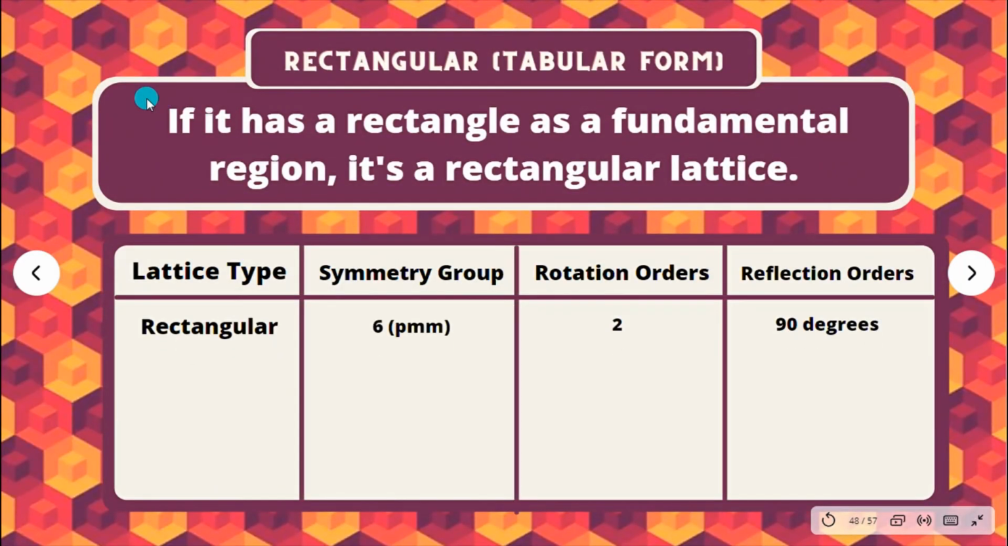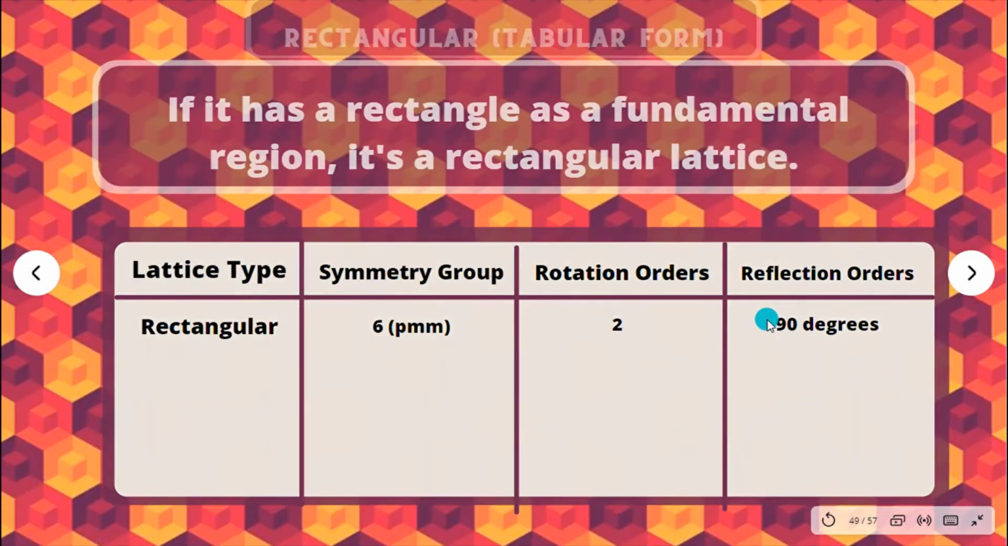Next, we have a rectangular one. It has a rectangle as a fundamental region. Next, we have the symmetry group here as the number 6, the PMM, notated by the IUC. We have a rotation order similar to the previous one, but here we have a reflection order of 90 degrees.